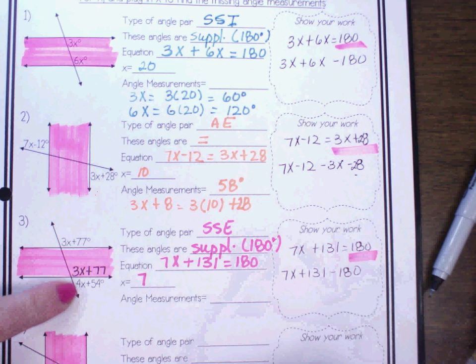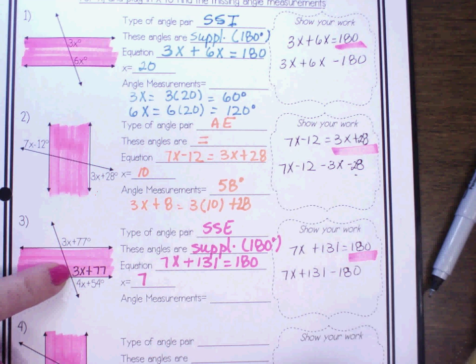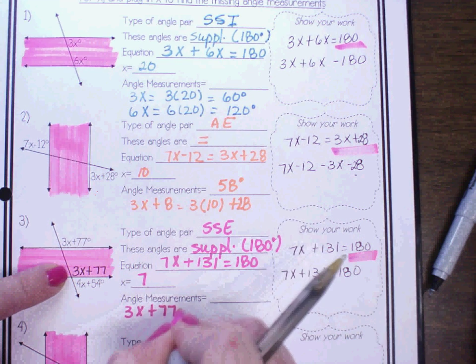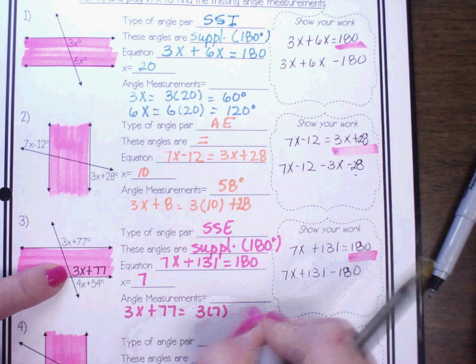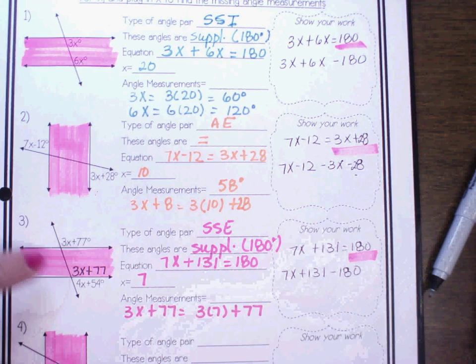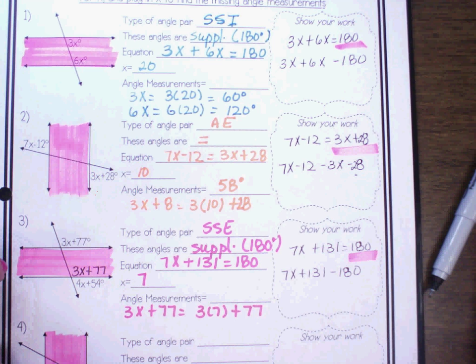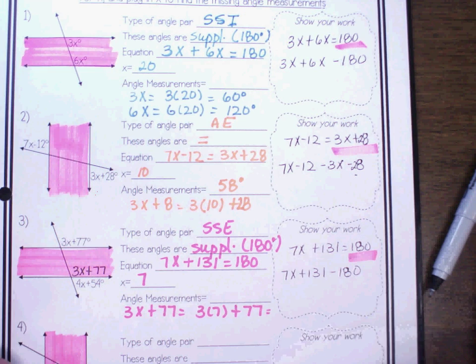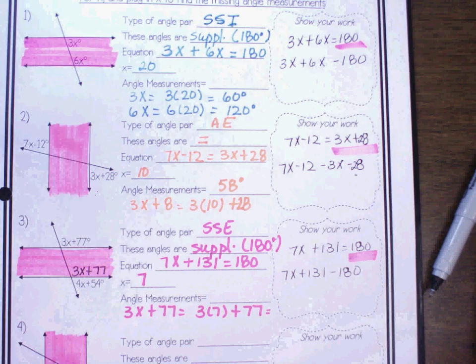So x equals, very good. And actually mine says 6.9999999, but that means what? 7. Remember, we don't know why the calculator does that. All right, so now we got to figure out the angle measurements. So now we have to come over here and plug it in, right? One of them is 3x plus 77, and that becomes 3 times 7 plus 77.